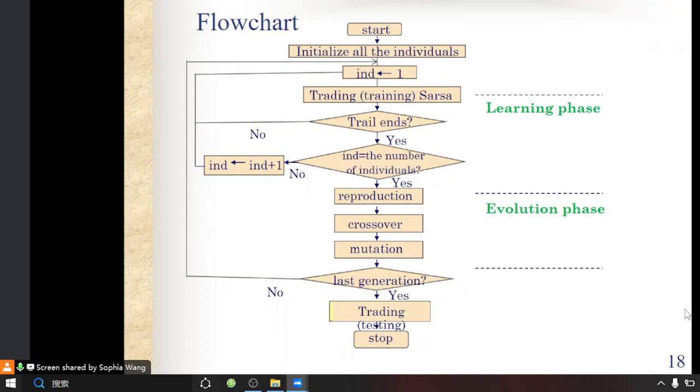Crossover is done by two individuals, right? That means two individuals will communicate some knowledge, and mutation can be done by just one individual. But elite selection means that the best individual in the previous generation will be kept directly or moved to the next generation. That is elite selection. Okay, so finally we will use this for trading. Trading means testing. So first training, after that testing.